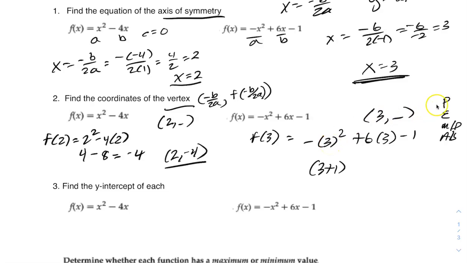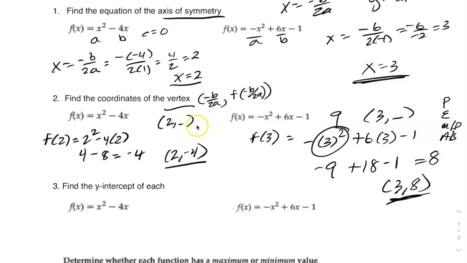But then what comes next? Exponent. So I don't do the negative first. I do the exponent first. So it should be 9, then the negative comes. That's the key thing about this. This comes first. That's a 9, and then there's a negative on the outside. So negative 9 plus 18 minus 1. So I get 9 minus 1 is 8. So my vertex is (3, 8).